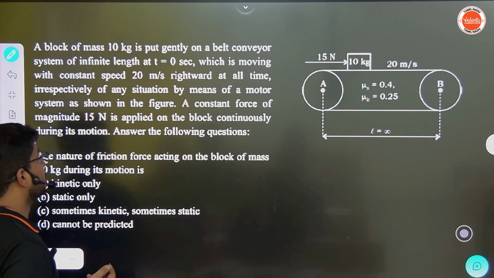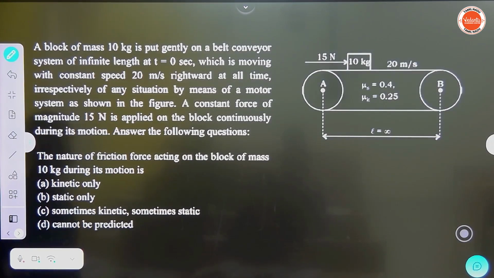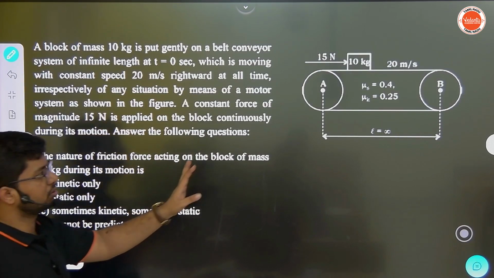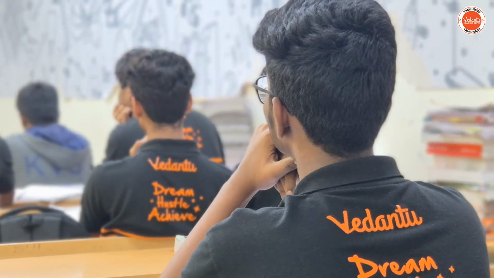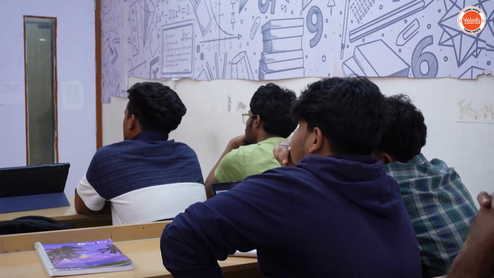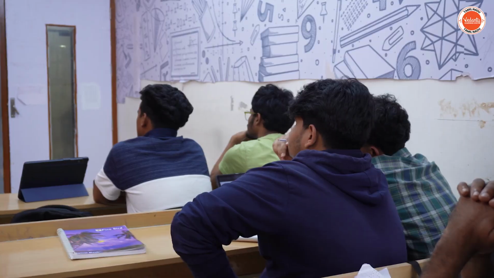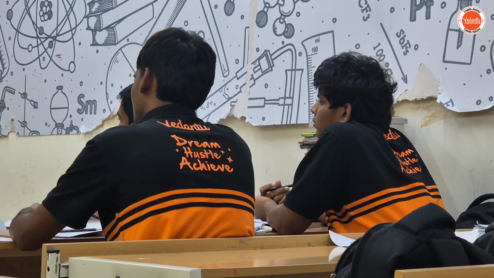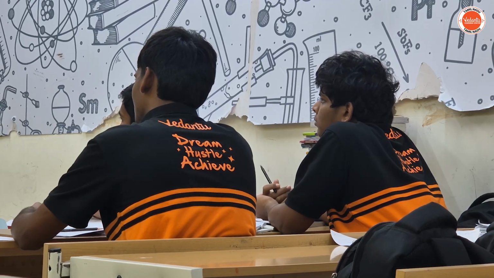Right. Look at this one. A block of mass 10 kg is put gently on a belt conveyor system of infinite length. So this is a conveyor system where you have a belt which is rotating, right? And they are saying that the length of this is infinite, which is moving with a constant speed of 20 meters per second towards the right at all times.